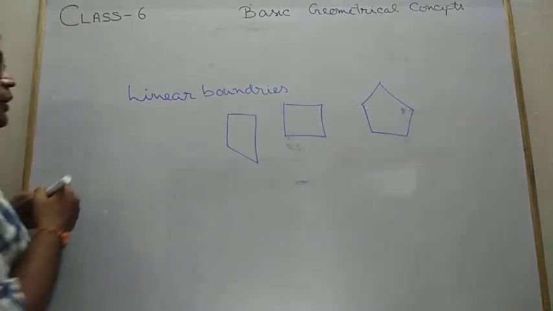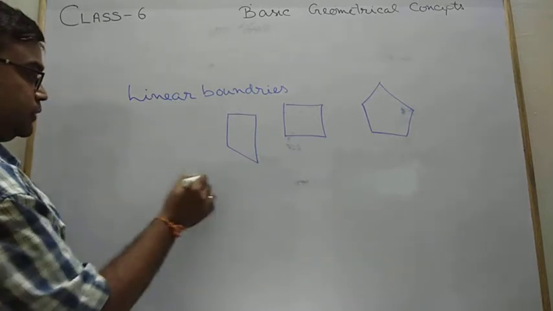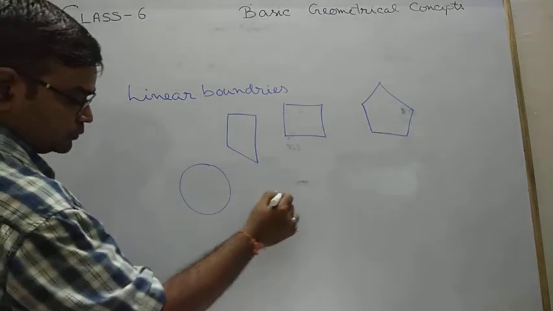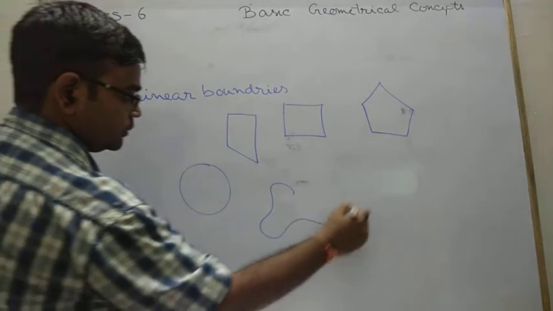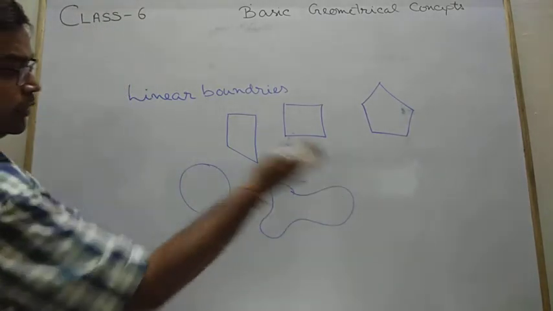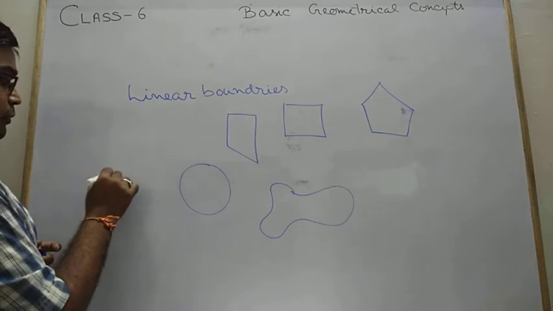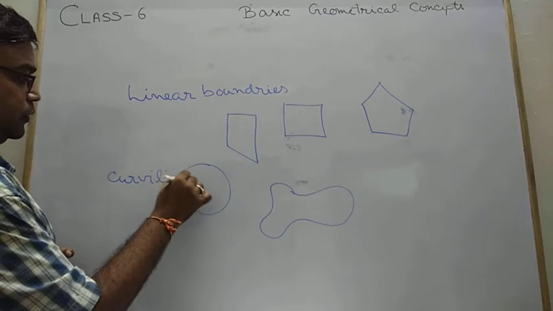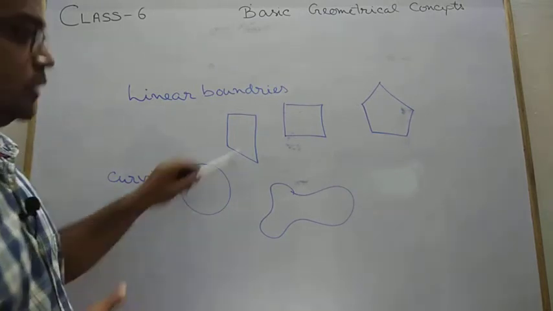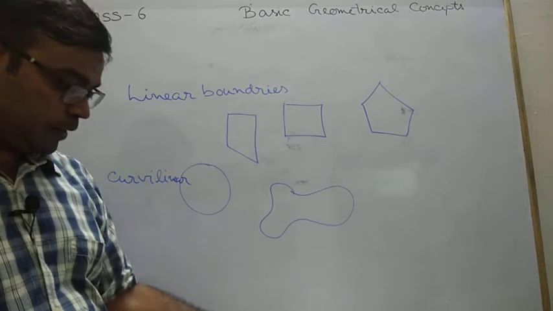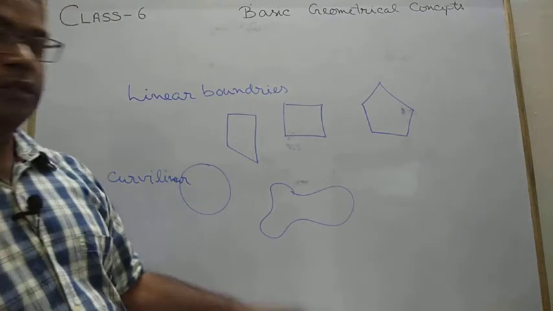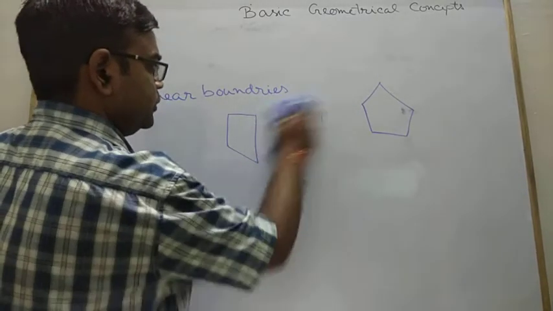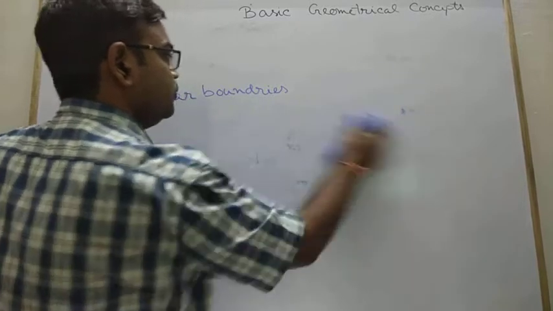And otherwise, if all of these are curvilinear, meaning if we draw a circle, it's a curvilinear boundary. If we draw a figure like this one, there is no straight line, all are curvilinear, so these come under curvilinear boundaries. Curvilinear, clear? And these are your linear boundaries. Now, all these are very basic general terms. You must remember them, you need not write them anywhere, simply learn them from a book.